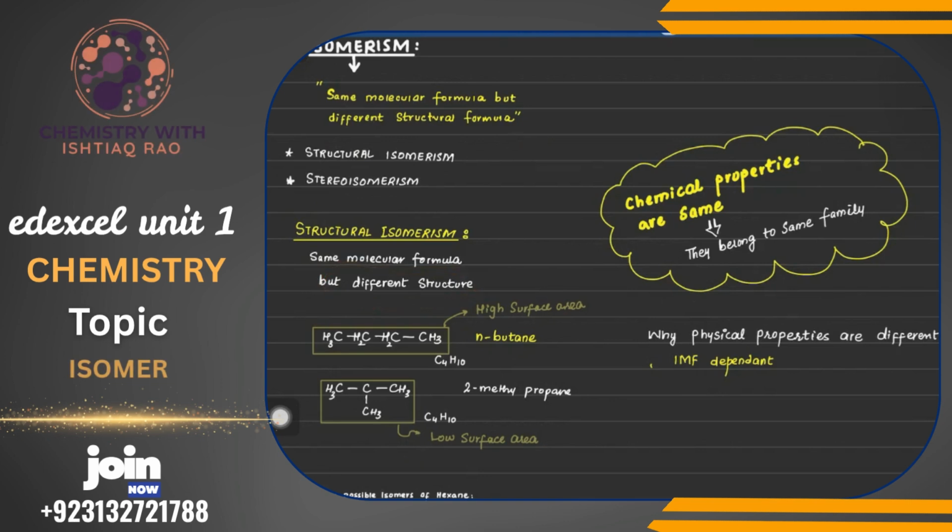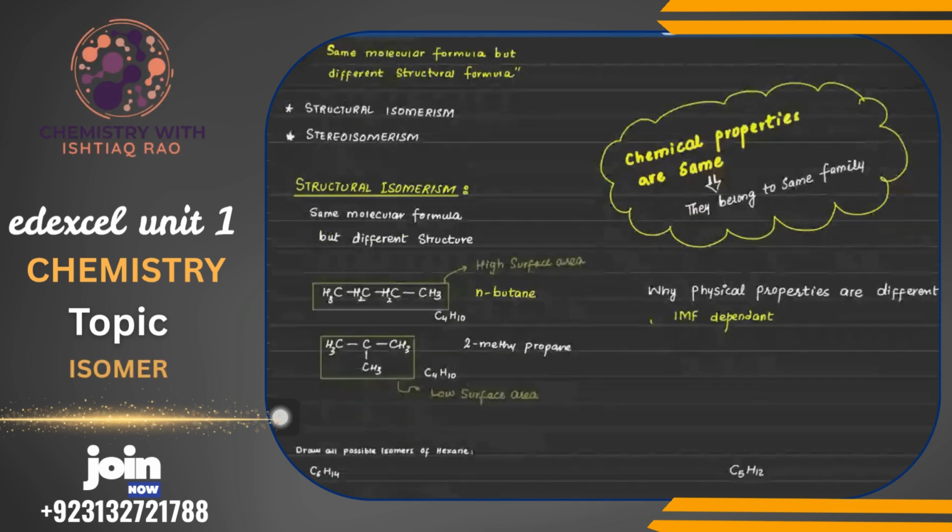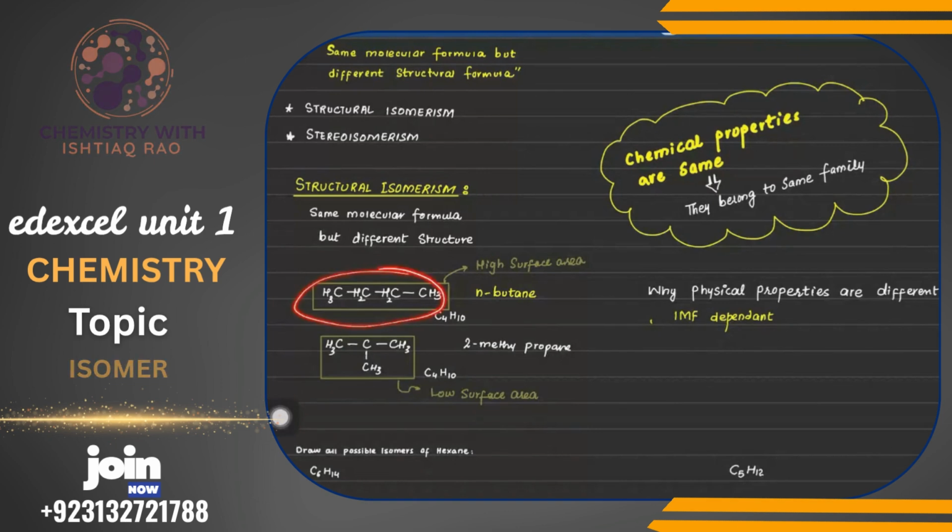Okay, so let's say we have butane. Butane has four carbon atoms. So you can see this is straight chain structure and this is the branched structure. What I did, I have drawn the three carbon atoms in a chain and one branch on the second carbon atom. So this is called branched structure and this is called straight chain structure.